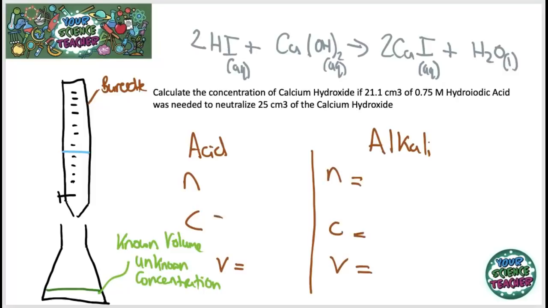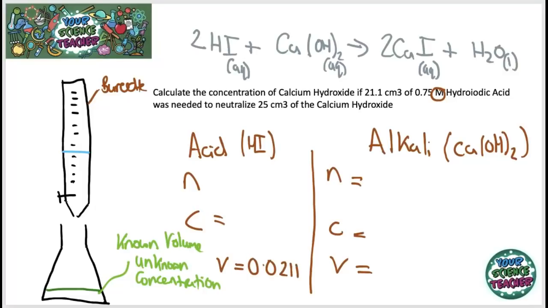Now, the first thing to do is turn my volumes into decimetres cubed, because that is what my concentration's been measured in. It's moles per decimetre cubed. That's what this big M stands for. And that for my acid would be 0.0211, and that for my alkali would be 0.025 dm cubed. Now what I can do is write in my concentration. I know that for my hydroiodic acid, that's 0.75 M.